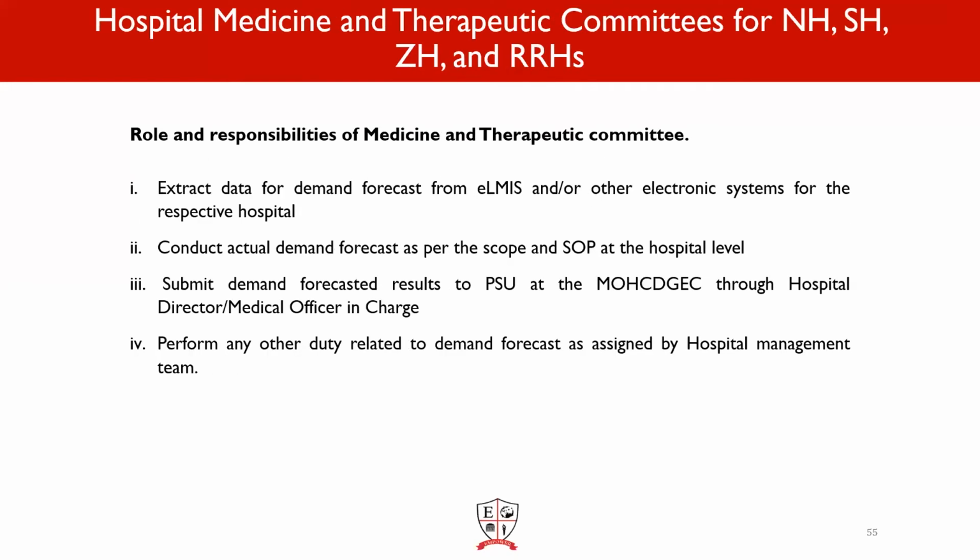The other level is the hospitals. As I've said, we have the national hospital, specialized hospital, zonal referral hospital, and the regional referral hospital. All these are needed to extract data from the forecast in the AMS and put them into the respective hospital tool. But also they have to conduct actual demand forecasting as per scope and SOP at the hospital level, by considering all the products that are needed, or if a product has been phased out, they have to check that and ensure the requirements are as stipulated. Also, they have to submit their forecast to PSU at the Ministry of Health through the medical officer in charge, and these hospitals can also perform any other duty that would be assigned by the hospital management team as far as the quantification process is concerned. Next.